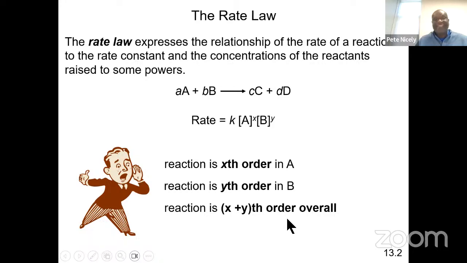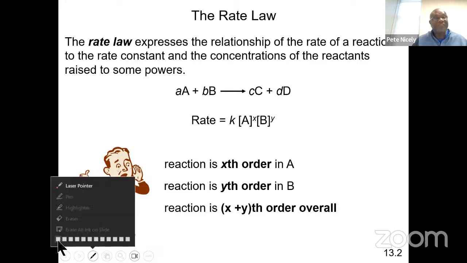And for our purposes, the values of x and y will be equal to 0, 1, or 2, all right? Now, we can have some other numbers as well, but that's a bit beyond our scope at this level, all right? Okay, so pretty much all the values of x and y, the orders of a reaction with respect to certain reactants, will be equal to 0, 1, or 2, all right?